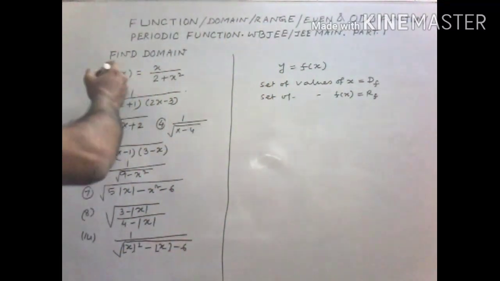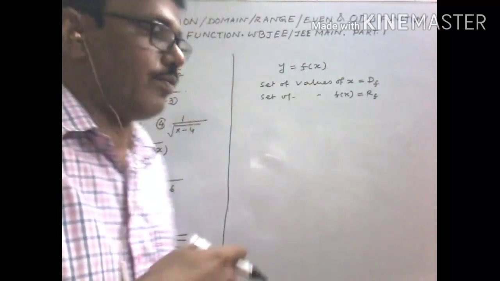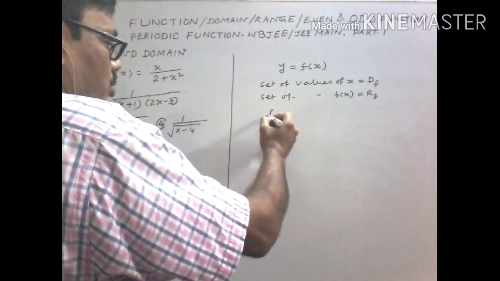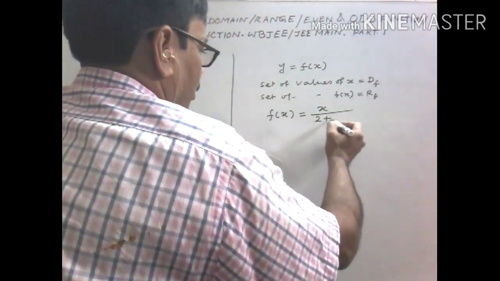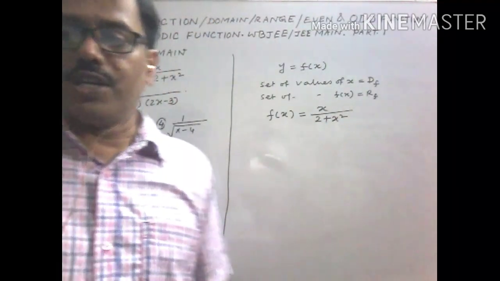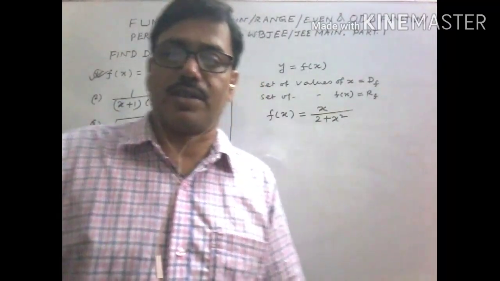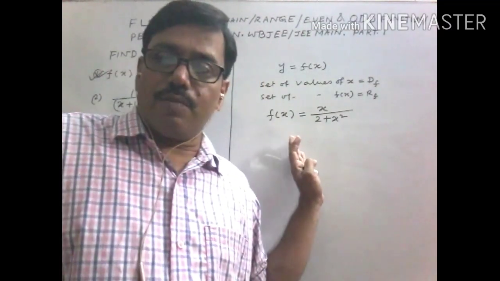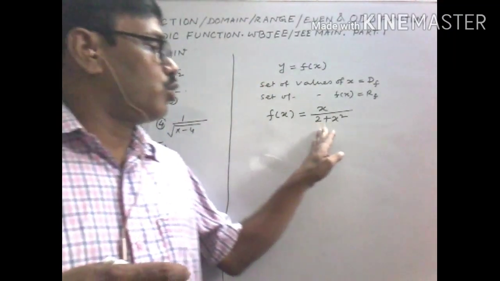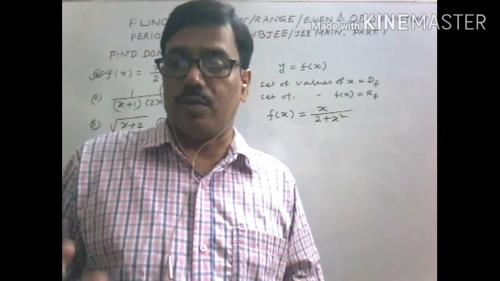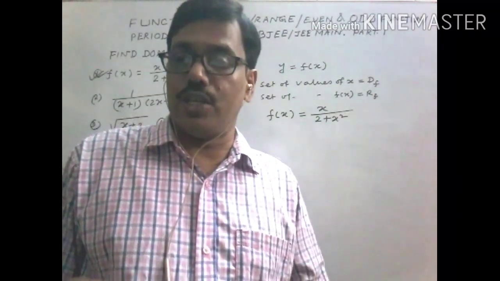So suppose problem number 1, algebraic function. f(x) equals x by 2 plus x square. So it is called a rational function, a ratio of two polynomial functions. If it is at the numerator, then the domain is R. But here 2 plus x square is at the denominator. So it is not defined when the denominator is 0.